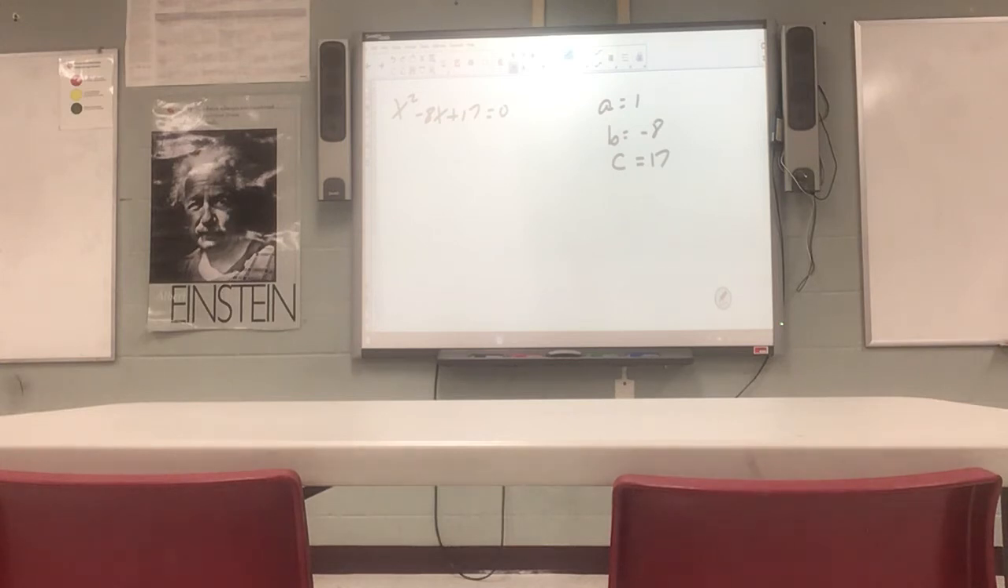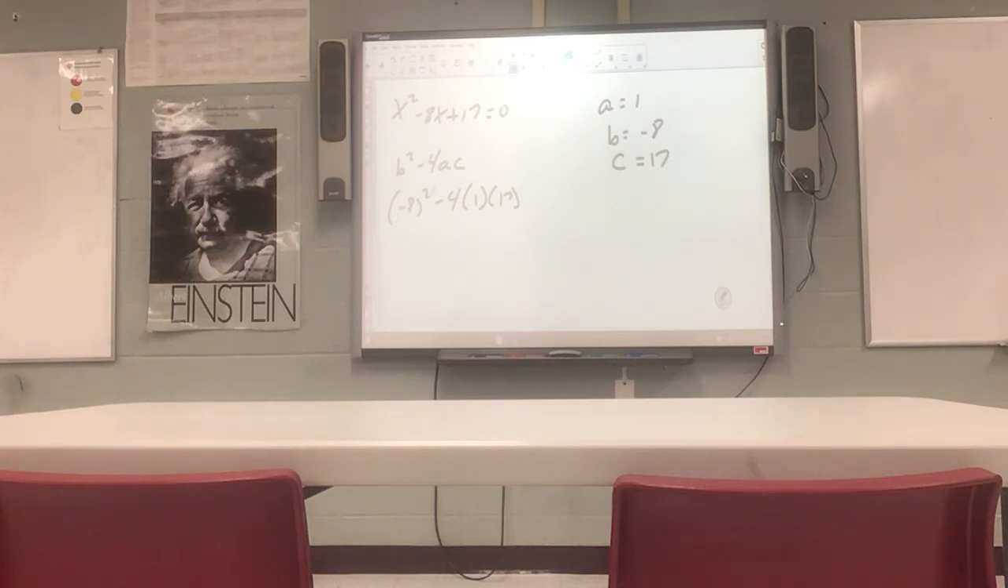Now, the question said, use the discriminant to determine the number and what kind of solutions. So it doesn't actually want the solutions, so I don't have to use the entire formula. I just have to do b squared minus 4ac. So, negative 8 squared minus 4 times 1 times 17. Wait, it asked for what? The number of solutions and what kind they are. So we're going to be seeing if our discriminant is bigger than 0, smaller than 0, or 0. That's what we're looking for.